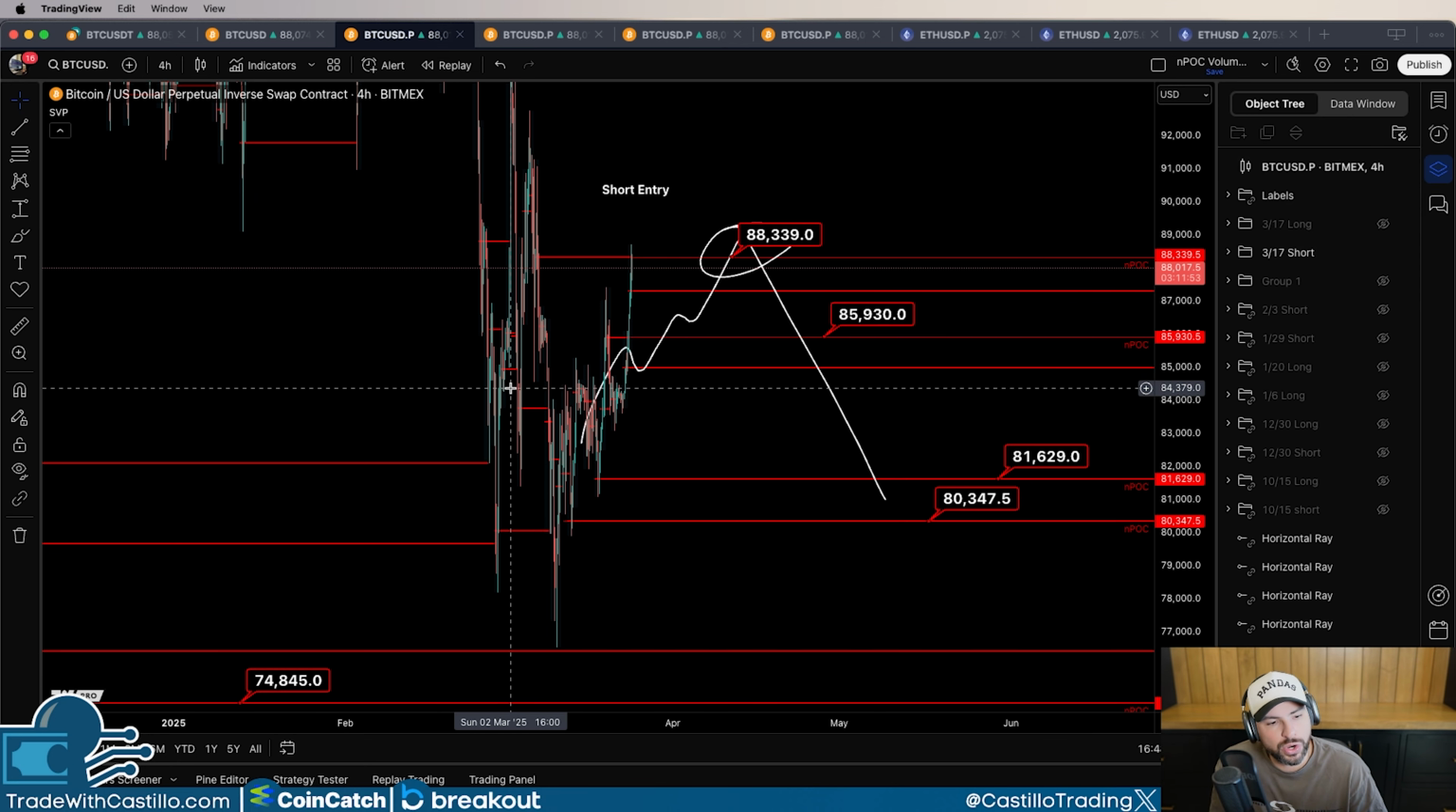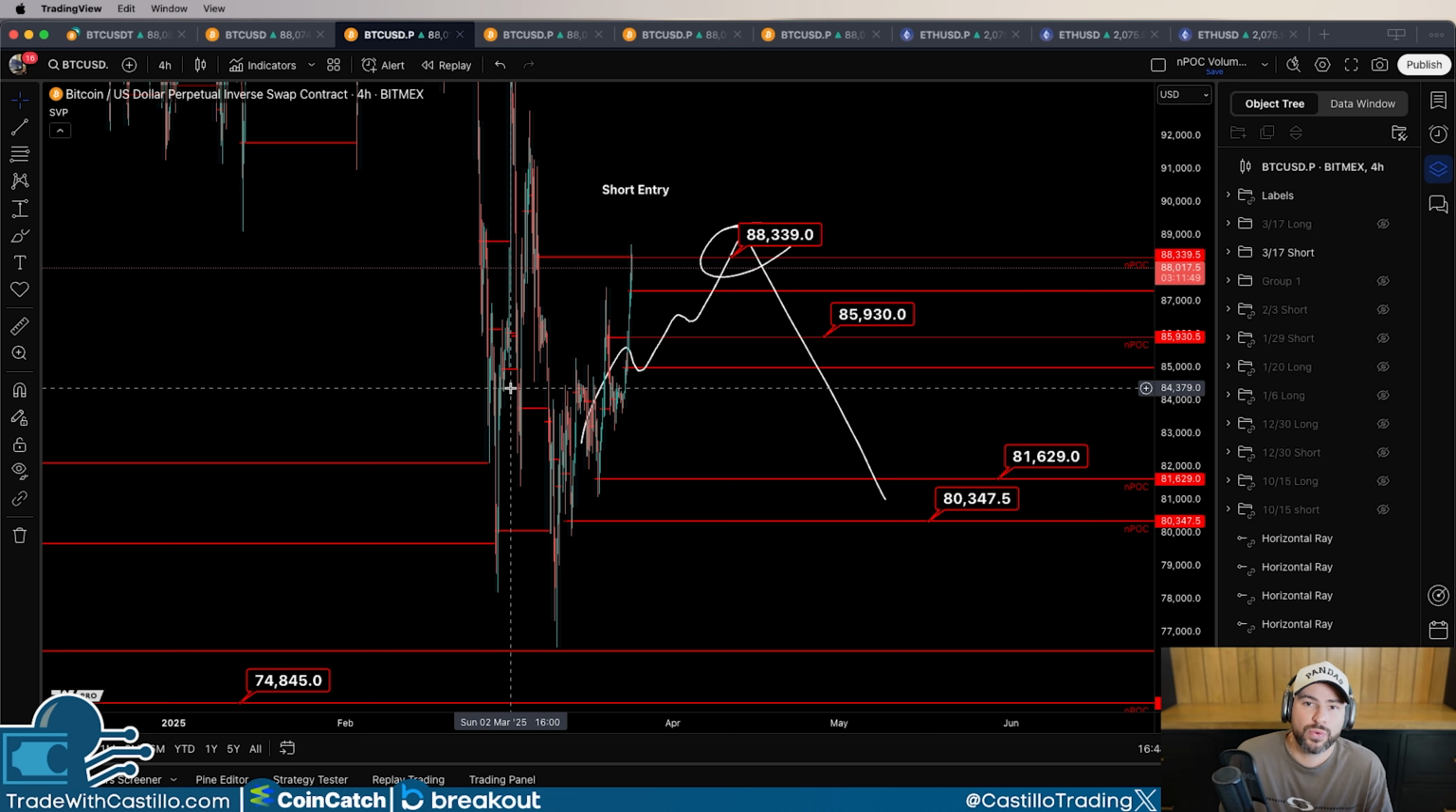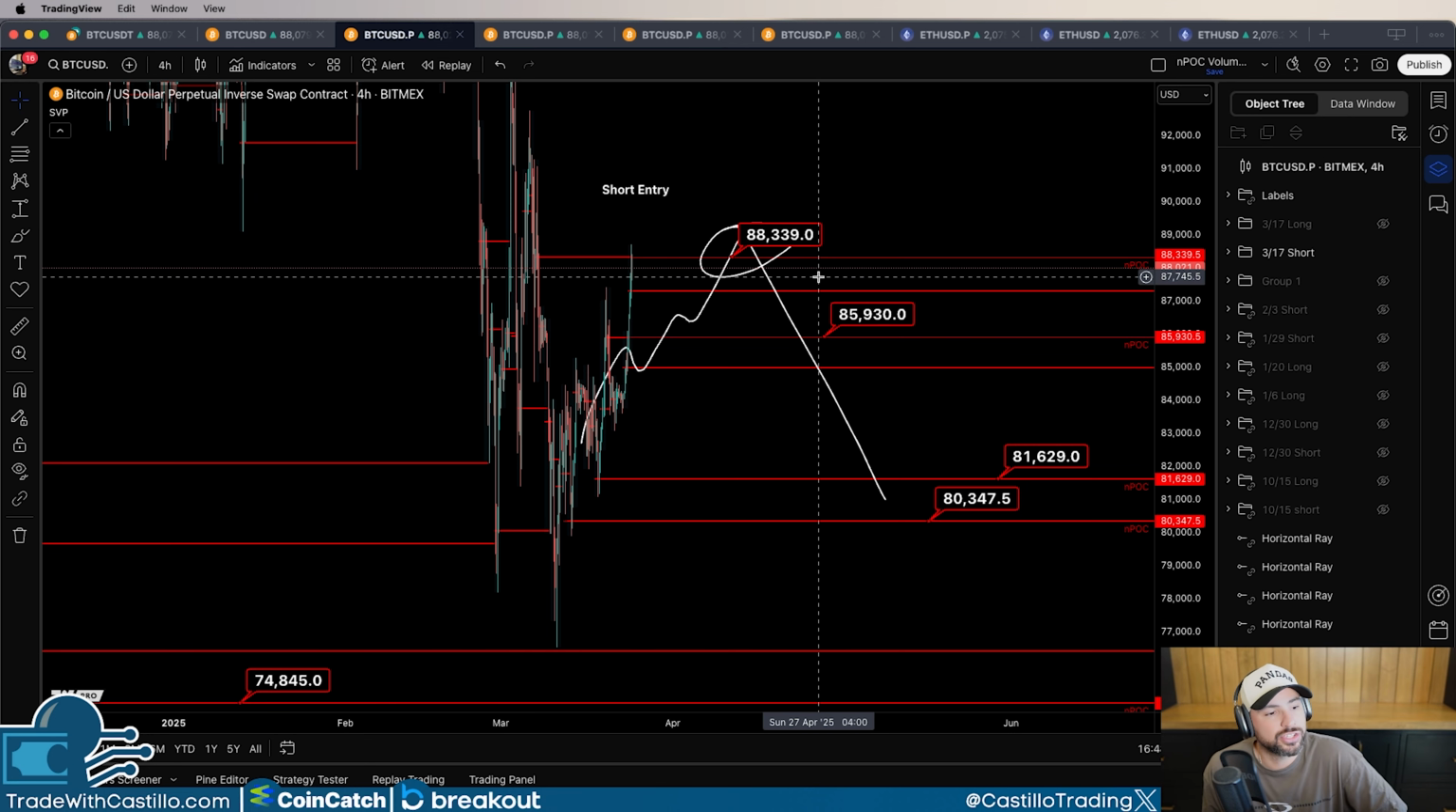I didn't really want to short into that 81, 82K area. One, because that's kind of sitting at the range lows. I don't like to be shorting at range lows. I don't like to be shorting at lower limit. So again, we wanted a move up to potentially get that short. And so we did get that move up, right? The 88,339 NPOC level is a level that is closed out.